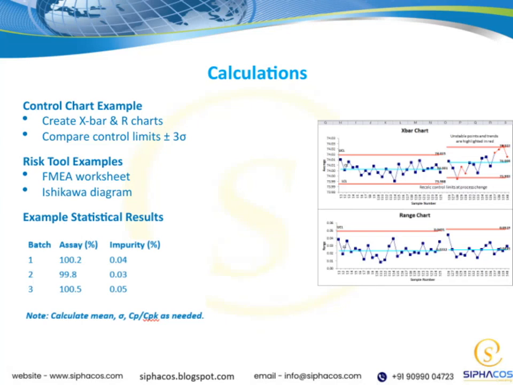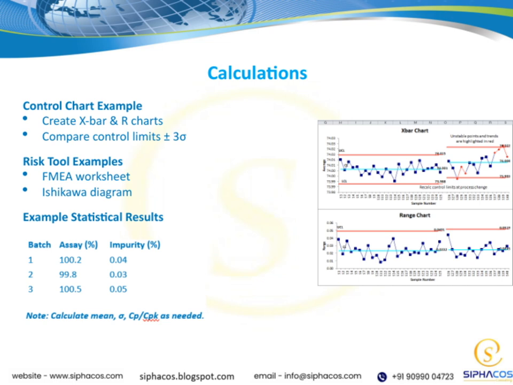Let's take a look at some calculations involved in quality control. Here, we have an example of a control chart. The key is to create X-bar and R charts to monitor process performance over time. When doing this, we compare the control limits, which are set at plus or minus 3 sigma, to determine if the process is stable or if there are any signals of variation.